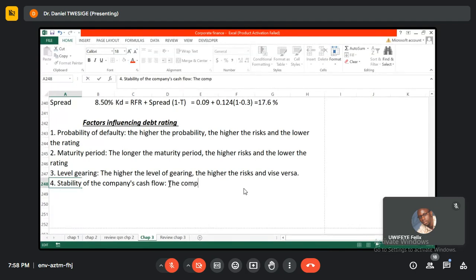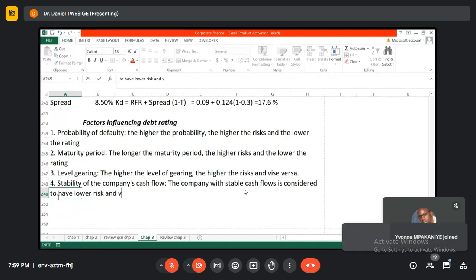So the company with stable cash flows is considered to have low risk, and vice versa, I think.